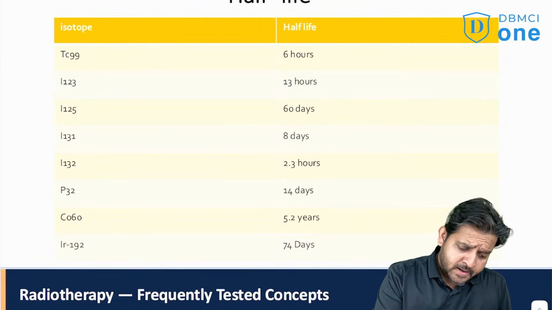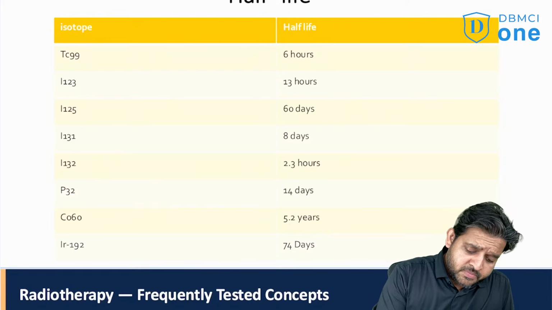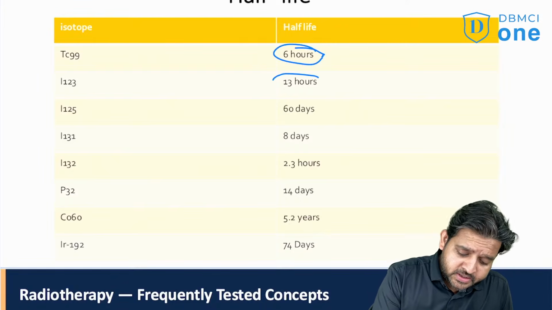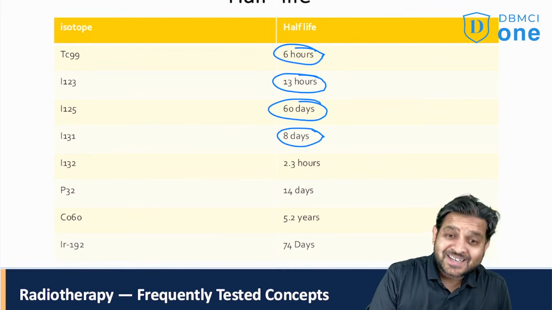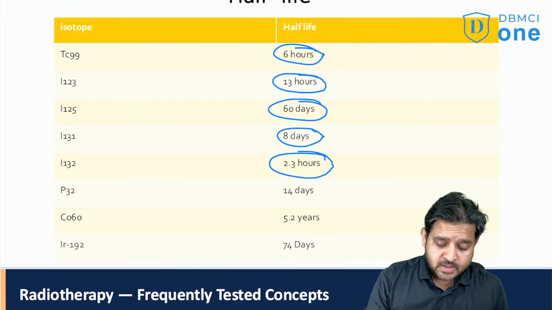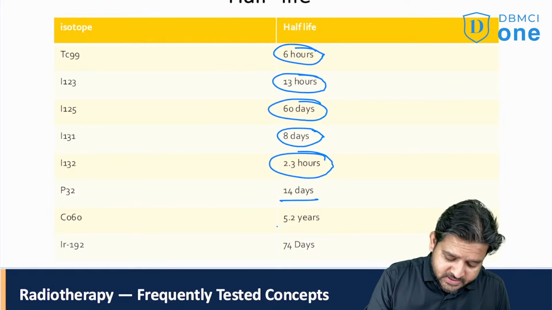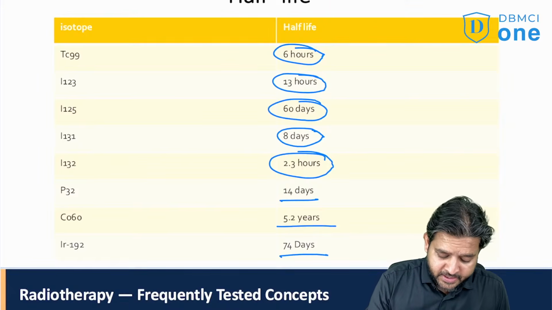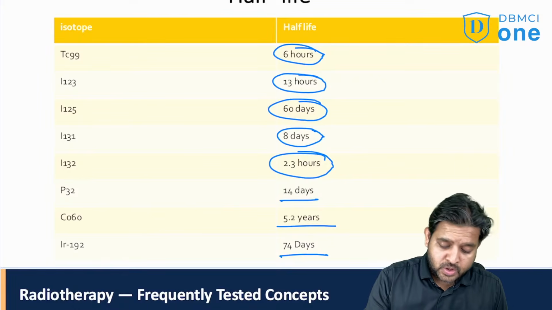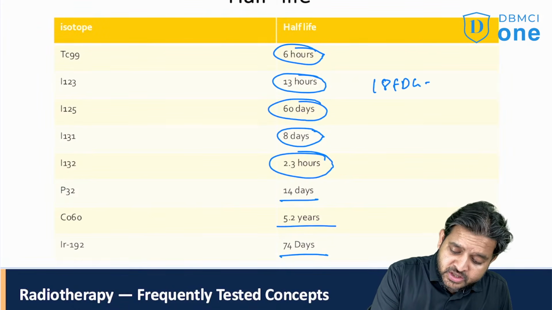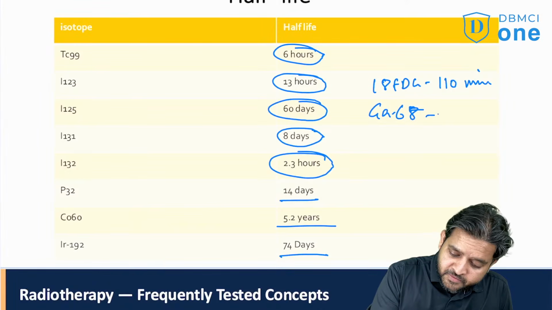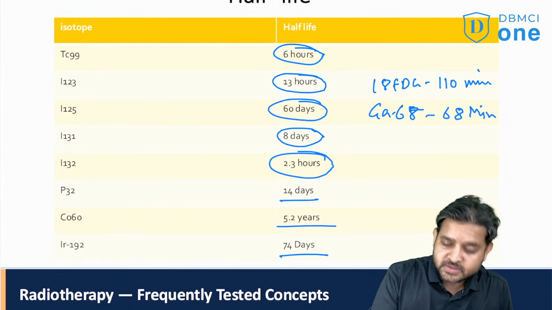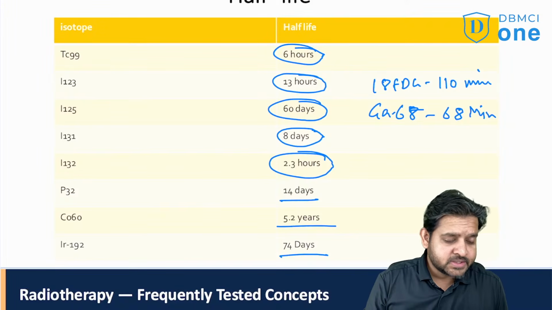Now, similarly, half-lives. Technetium 6 hours. Iodine 123, 13 hours. Iodine 125, 60 days. Iodine 131, 8 days. Iodine 132, 2.3 hours. Phosphorus 32, 14 days. Cobalt 60, 5.2 years. And iridium 192, 74 days. You can also remember 18 FDG, which is 110 minutes, and a newer compound nowadays, gallium 68, which has a half-life of 68 minutes. Right, gallium 68, 68 minutes.